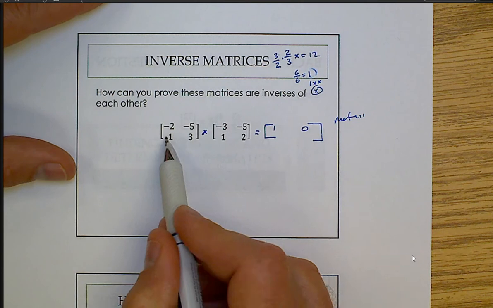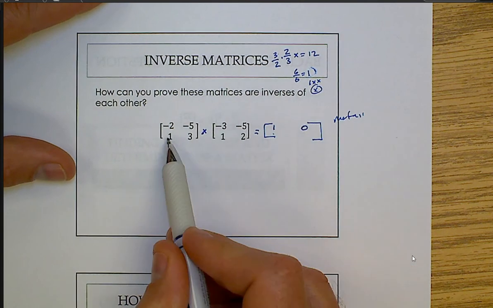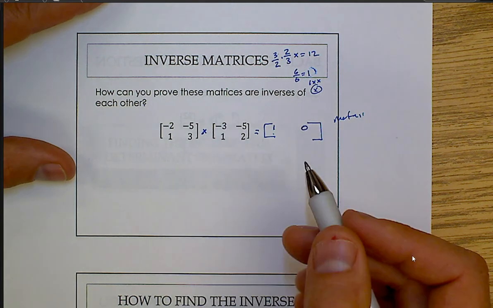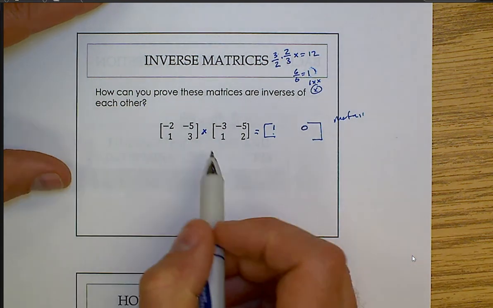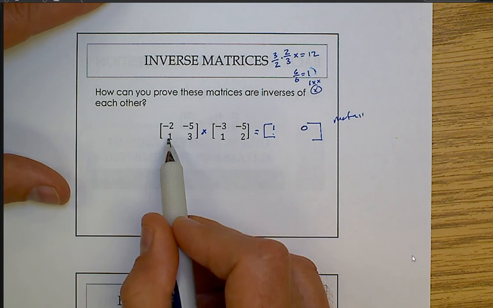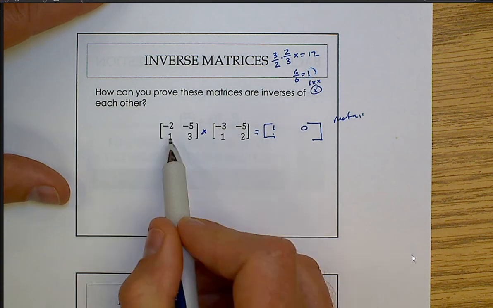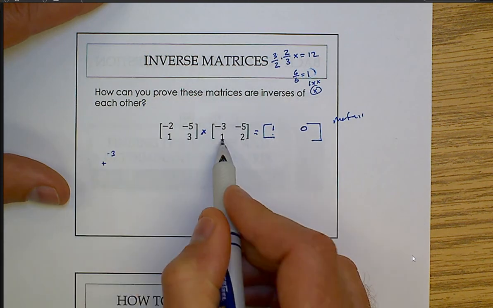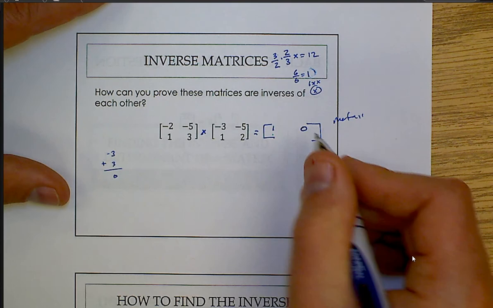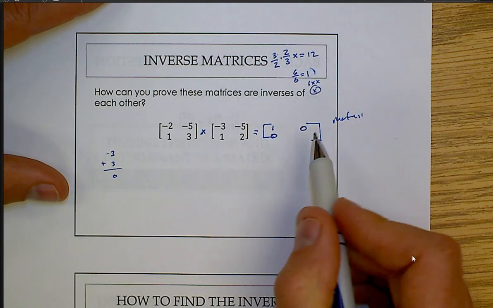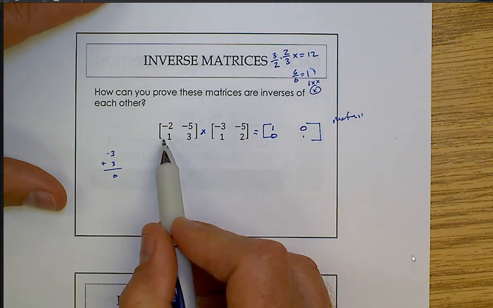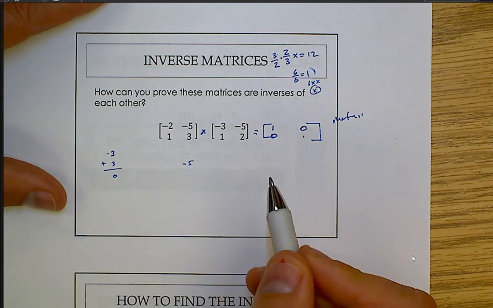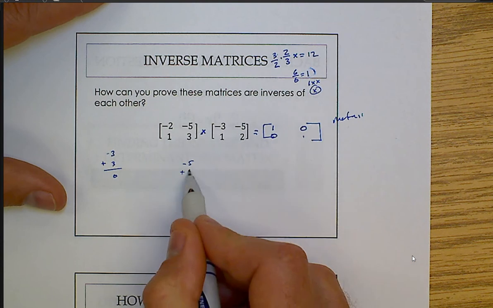If I want to find this element here, second row, first column, 1 times negative 3. I'm kind of doing this in my head, and maybe I shouldn't because I know some people get confused. So let me go through this very slowly. Second row, first column, 1 times negative 3 is negative 3, and I'm going to add to that 3 times 1, which is 3. What does that give you? It gives you 0, so that's a 0. If I want to find this last element here, that's the second row, last column. 1 times negative 5 is negative 5, and 3 times 2 is 6. Add those together, and you get 1.